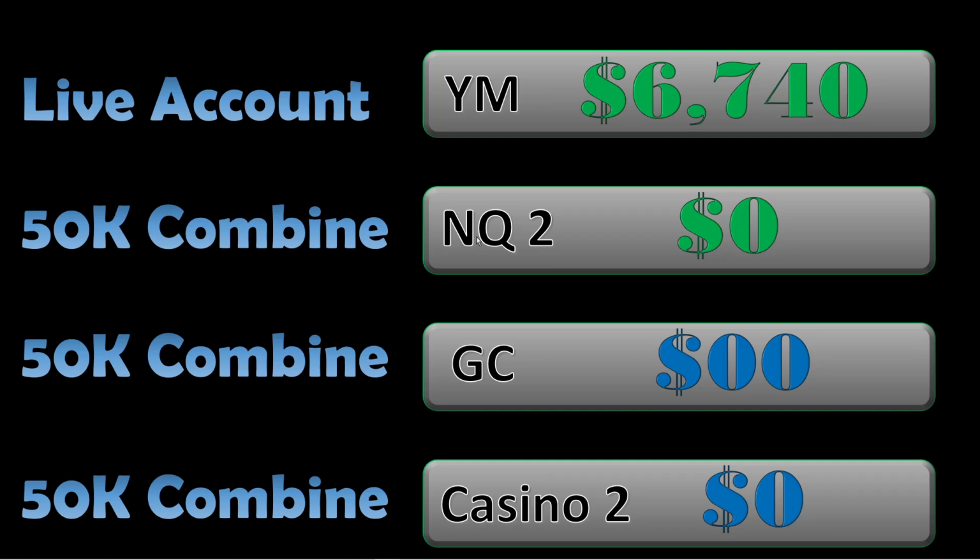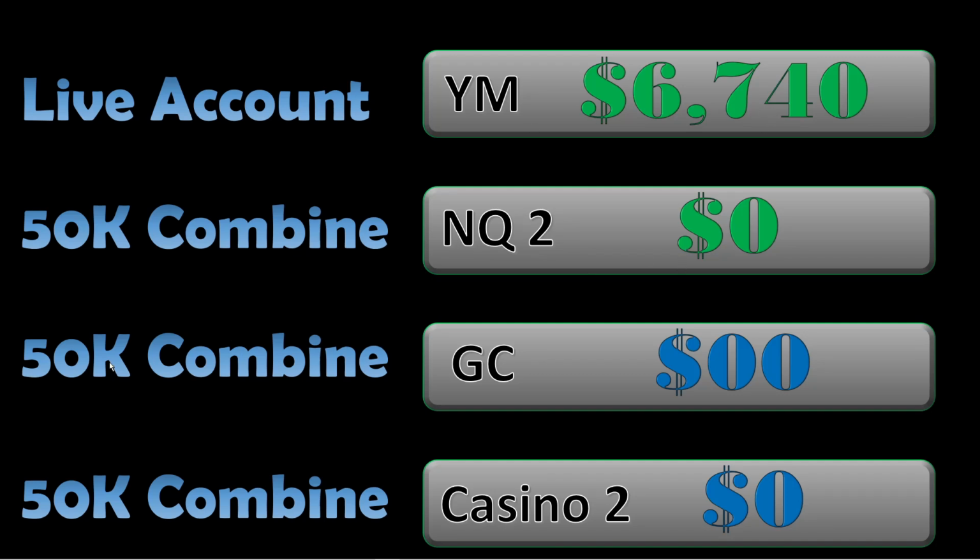My 50K Combine NQ. So my NQ Combine, number 2 right next to it because I'm on my second one. I already had to reset my NQ Combine. And every time I have to reset, I'll add a number here so you can see what number it is when it finally switches over to XFA, and then eventually gets rolled into my live account.